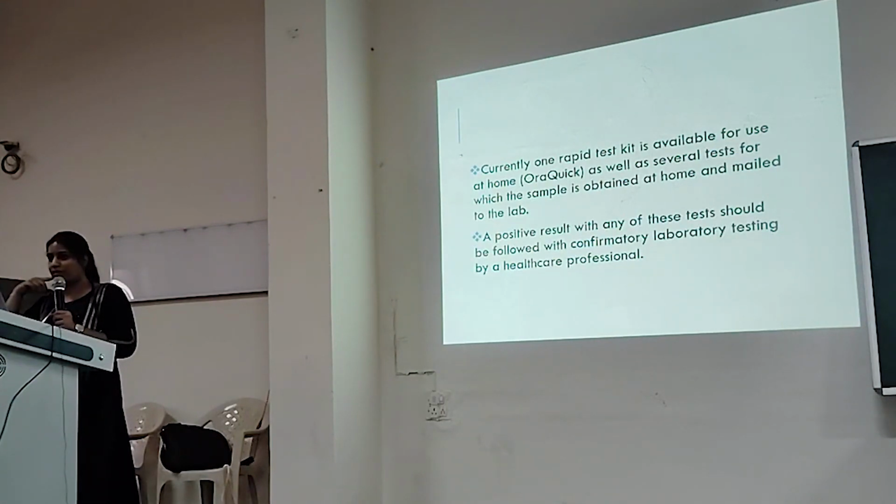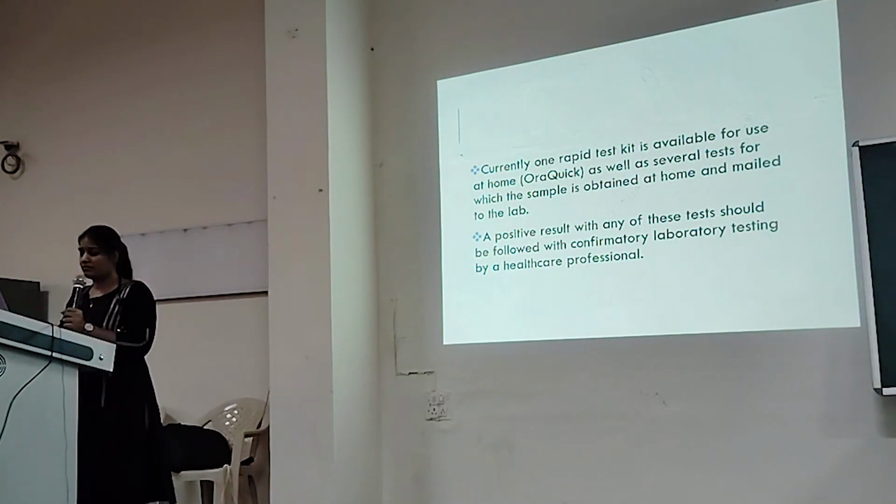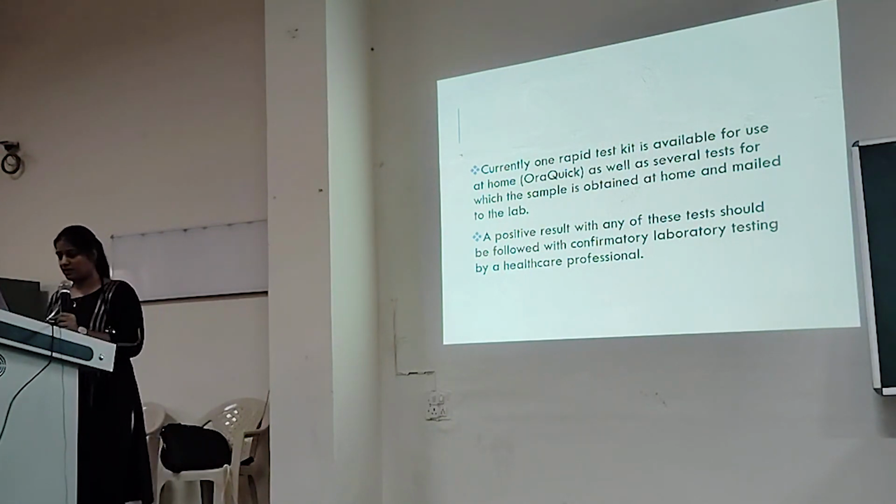Some kits are also available for home use, for example OraQuick. We can also take the sample at home and mail it to a lab. There are several tests which can be done like that. If these simple tests come positive, we should not label them as HIV positive, and we should confirm with specific tests as I said earlier, like P24, HIV RNA, RNA PCR, and virus isolation.